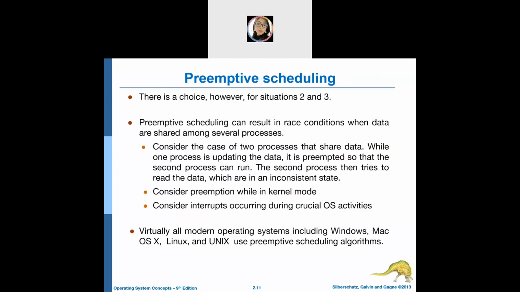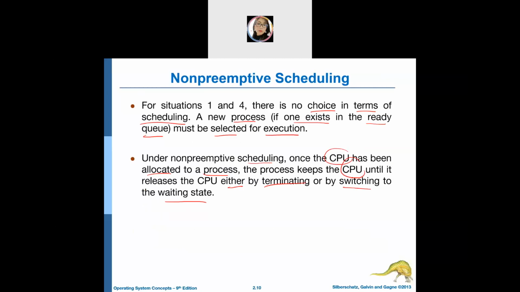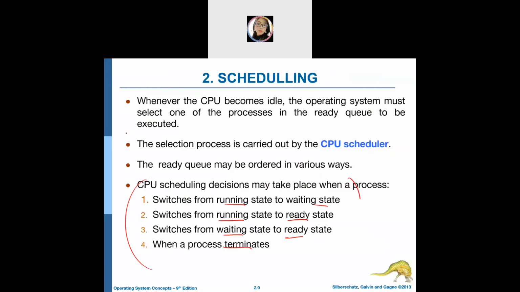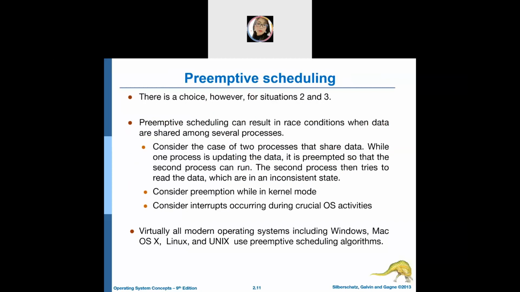You can also have the preemptive scheduling, which has a choice. This one has no choice at all for the scheduling in scenarios 1 until 4 stated here. And preemptive scheduling is normally on situation 2 or 3 only. Okay, 2 or 3 only.